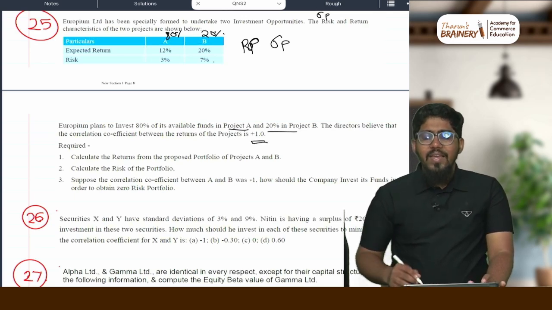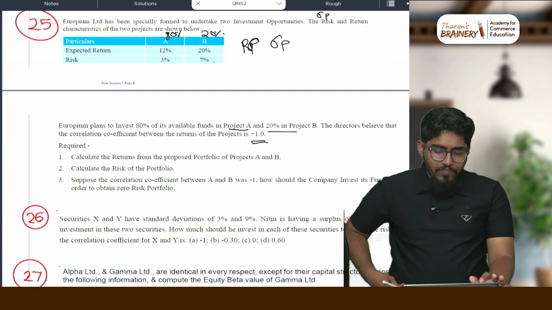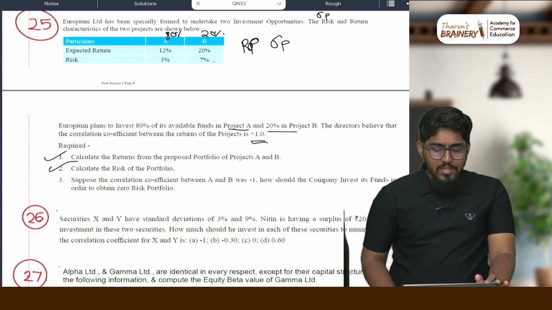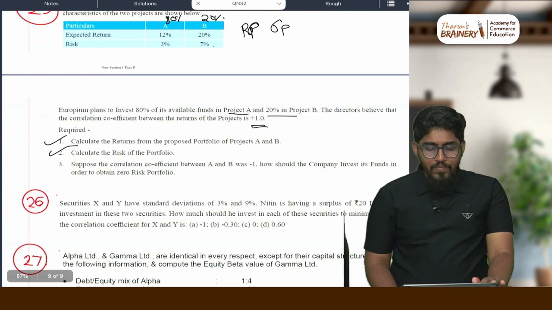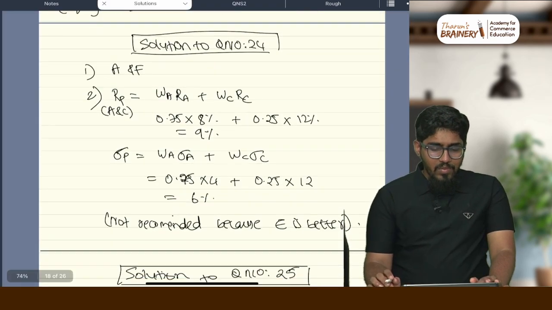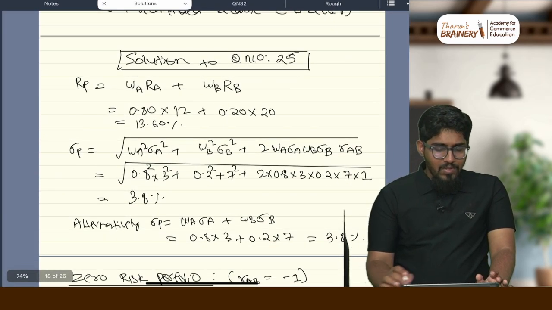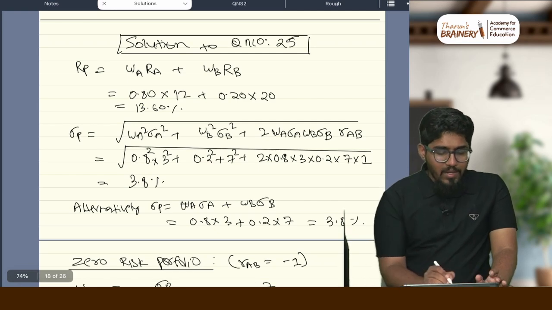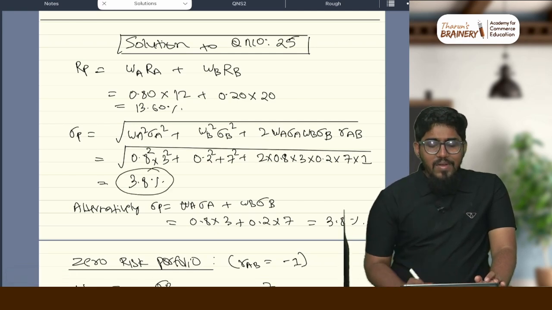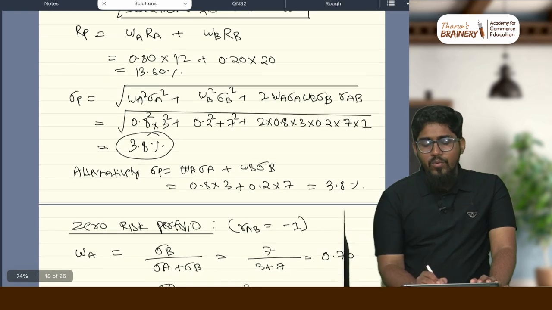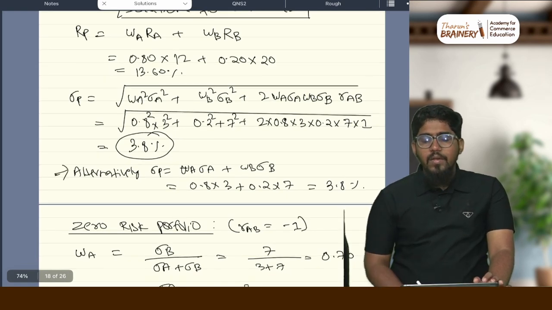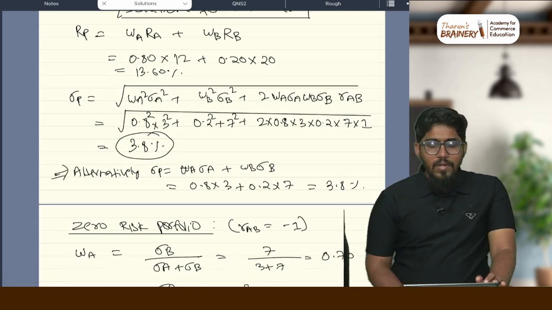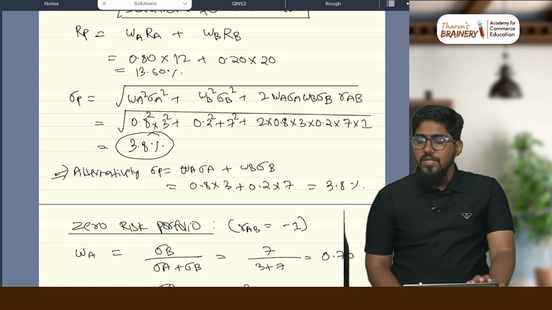So 1 means directly you can do it, both are weighted average only. Calculate return, calculate risk. Similarly, question number 25, same thing you can do. Instead of this 3.8%, the easy way to calculate 3.8% is you can do it like this. I have also shown you alternatively, it is the same only, 3.8%.